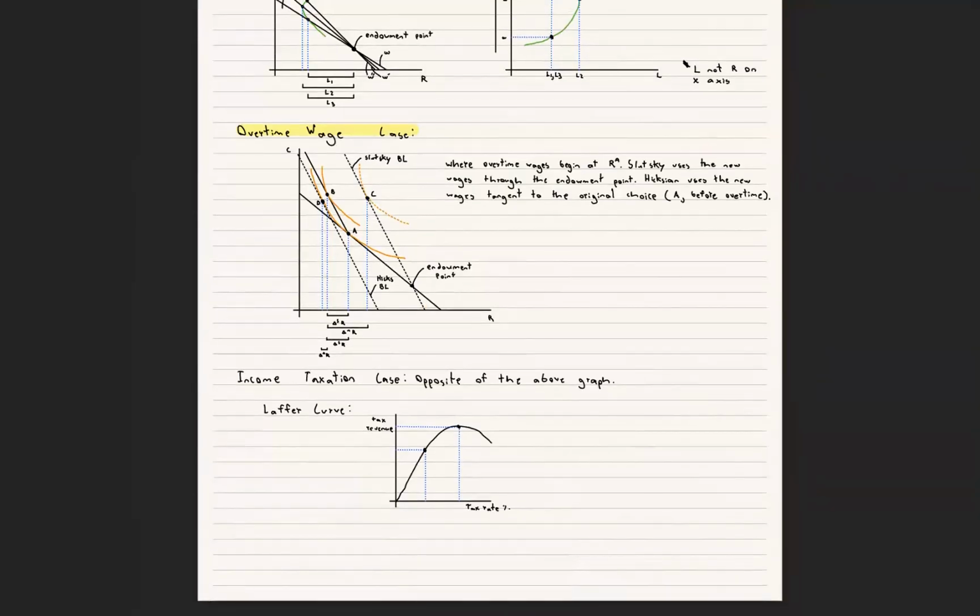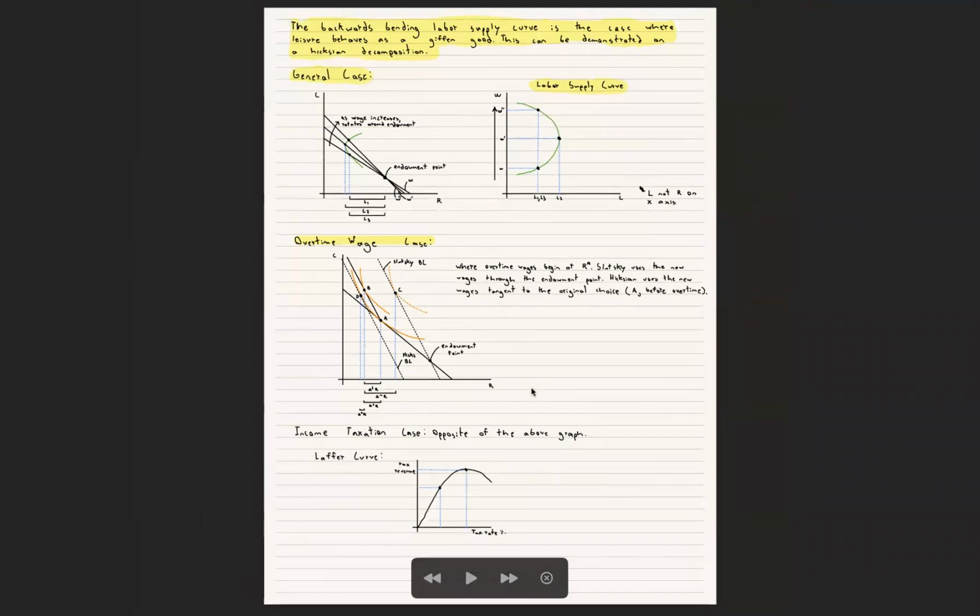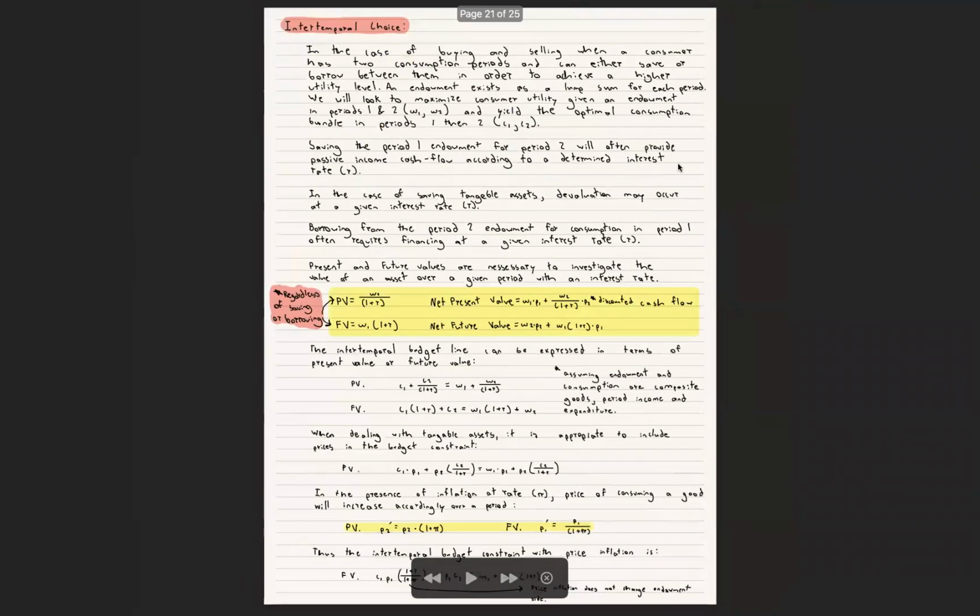We can also look at the income taxation case, which is opposite to the graph above, and we can see the Laffer curve right there. The Laffer curve is just a function of tax revenue as a function of tax rate. So basically that's just saying that there is an optimal tax revenue and tax rate.